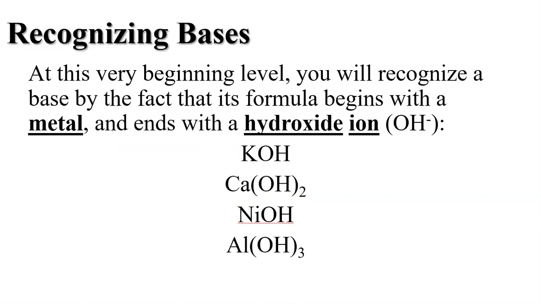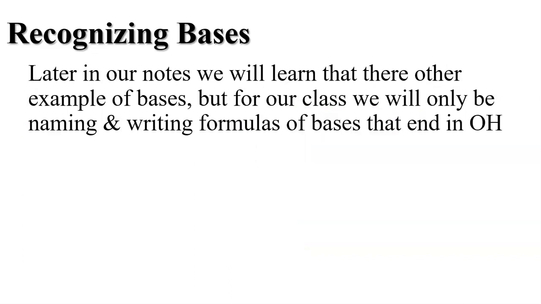And recognizing bases, at this very beginning level, you'll recognize a base by the fact that its formula begins with a metal and ends with a hydroxide ion. So here we have potassium, that's a metal. Here's our hydroxide. Calcium is a metal. Our hydroxide. Nickel is a metal. Hydroxide. Aluminum is a metal. And our hydroxide. Later we'll learn that there are other examples of bases, but for our class, we only care about the ones that end in OH.